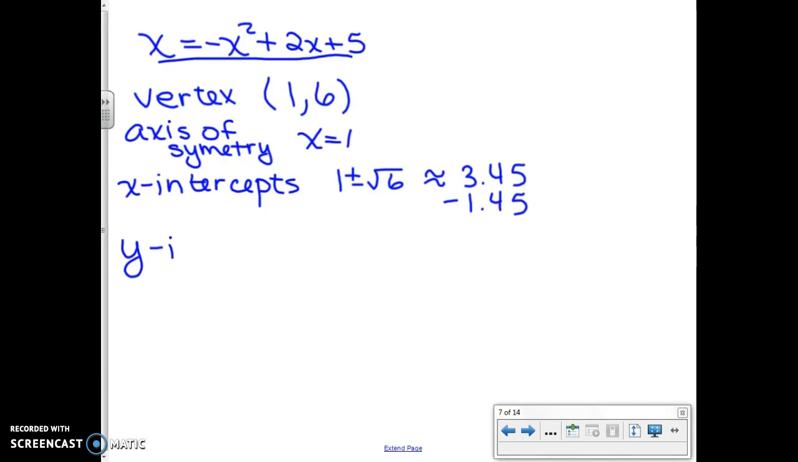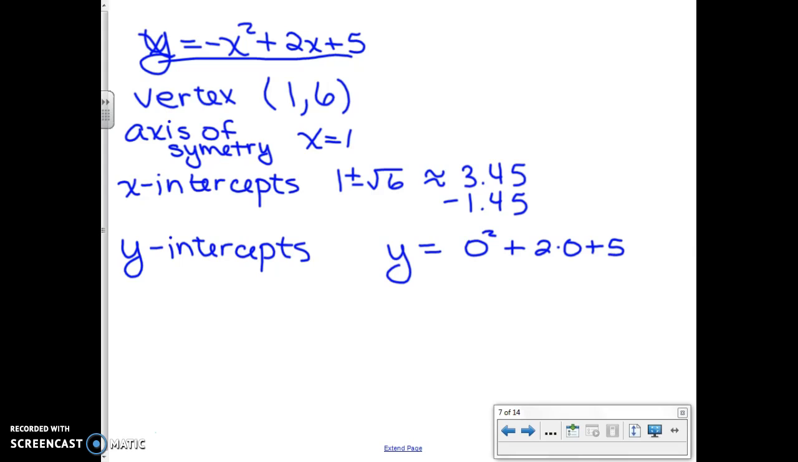If I want my y-intercept, remember that is where it crosses the y-axis. So I'm going to put 0 in for my x. Ooh, I have x equals. That needs to be y equals, or f of x equals, sorry. So I am going to put 0 in. So y is equal to 0 squared plus or minus 2 times 0 plus 5. So 5. My y-intercept is at 5.